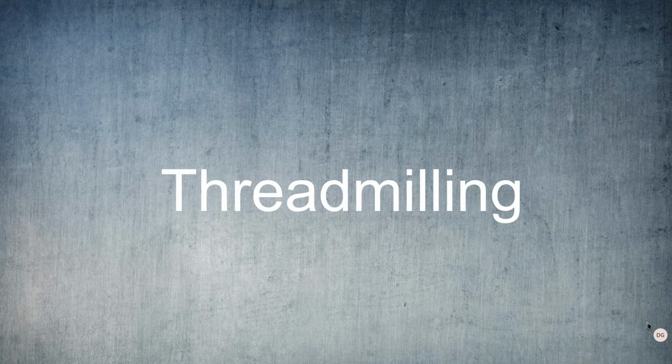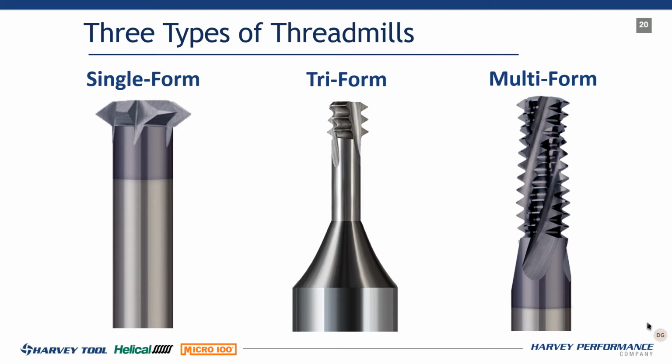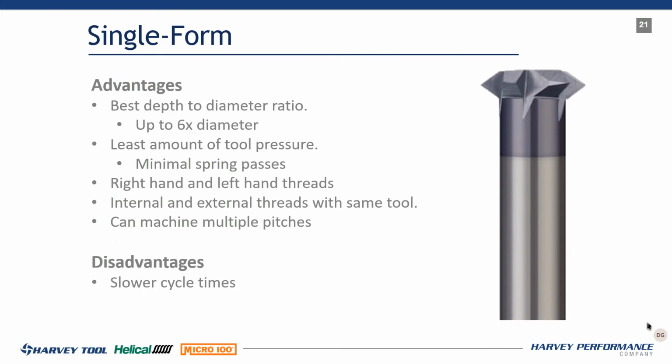So thread milling, let's jump right into thread milling because I want to leave some time for questions here because I love answering questions and you folks really have some good questions. We're going to talk about 3 types of thread mills, right? Single form thread mills, tri-form thread mills, multi-form thread mills. Not only are we going to talk about the advantages and disadvantages, but I'm going to give you a couple little tips on how to use these things, okay, as we run through them.